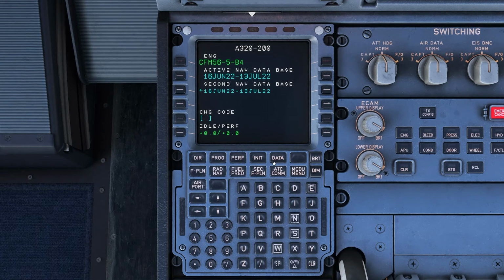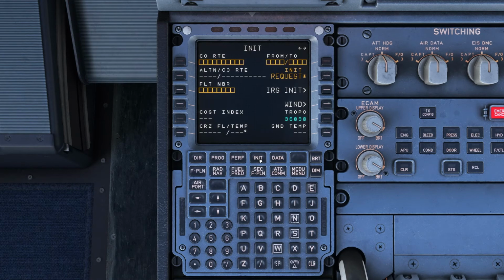So D is for data. Now this is your data. Just look at it. Okay. Then you have I for init. Now init has two inits. There's an init A and there's an init B. Guess which one you're going to do first? That's right. Not init B, but init A.